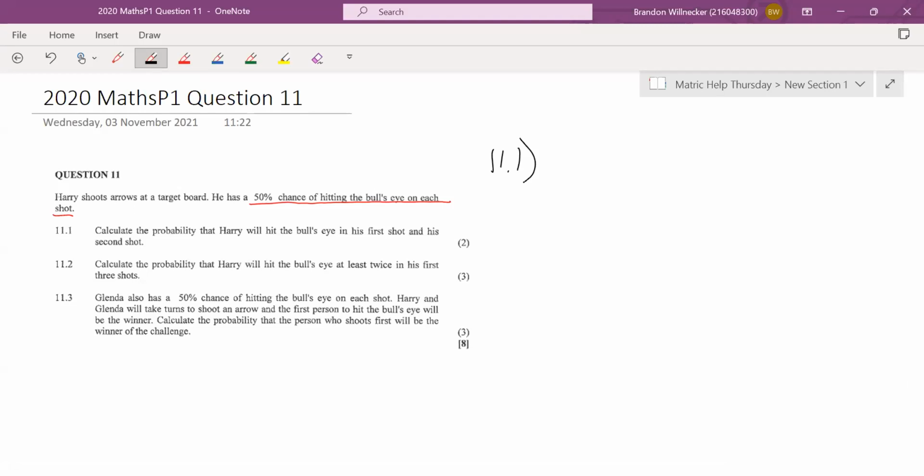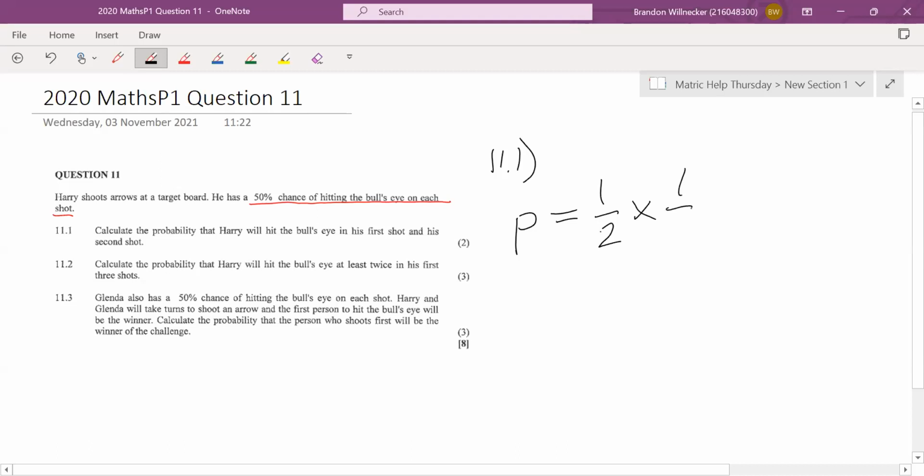11.1. Calculate the probability that Harry will hit the bullseye in his first shot and his second shot. So probability is equal to, what's the probability that he hits the bullseye on his first shot? That's going to be 1/2. Now, in probability, whenever you see the word and, we translate that to multiply. So the first shot is 1/2 and the second shot is 1/2. So we're going to get 1/4. That's the probability of getting a bullseye on his first shot and his second shot.